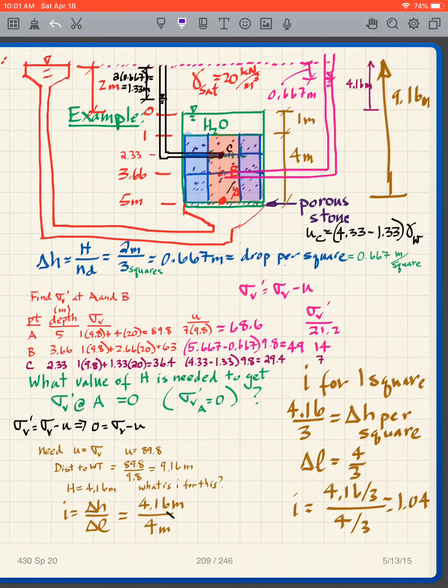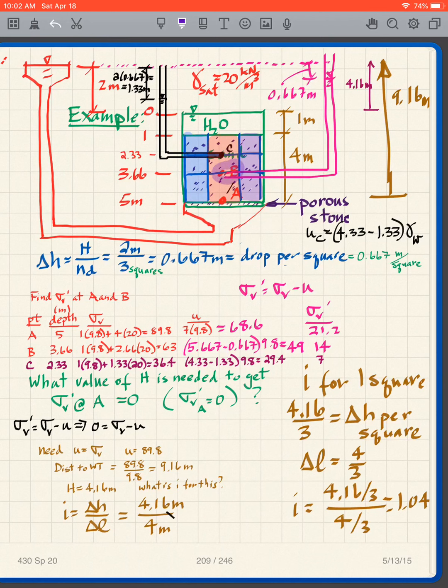How do I get my U's? Well, I'm going to use the flow net to get the U's. That's what we have to do when we have a flow net. I can't get the U just from the water table, because the water is moving, it's flowing. So what do I have to do? I have to put down a piezometer at each point.